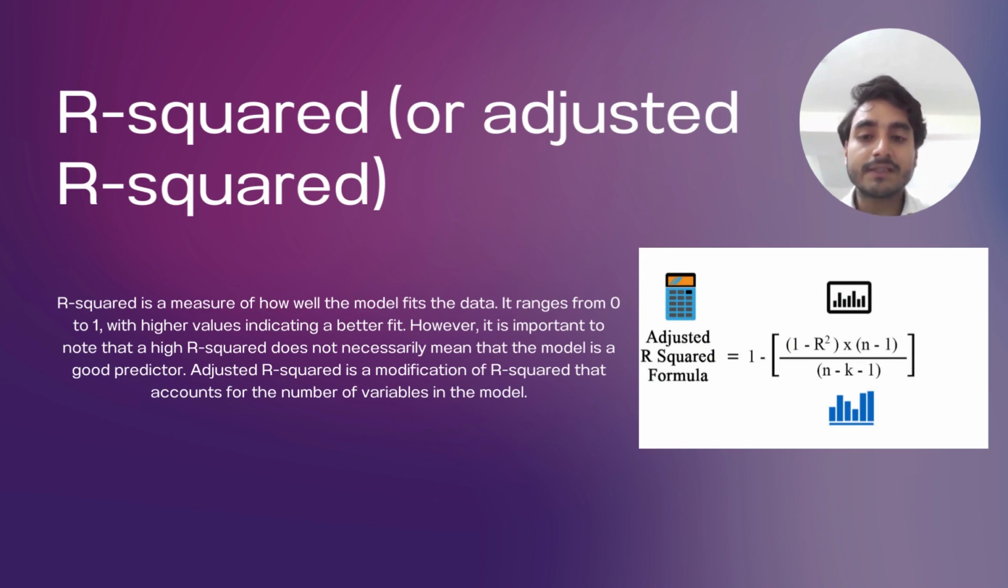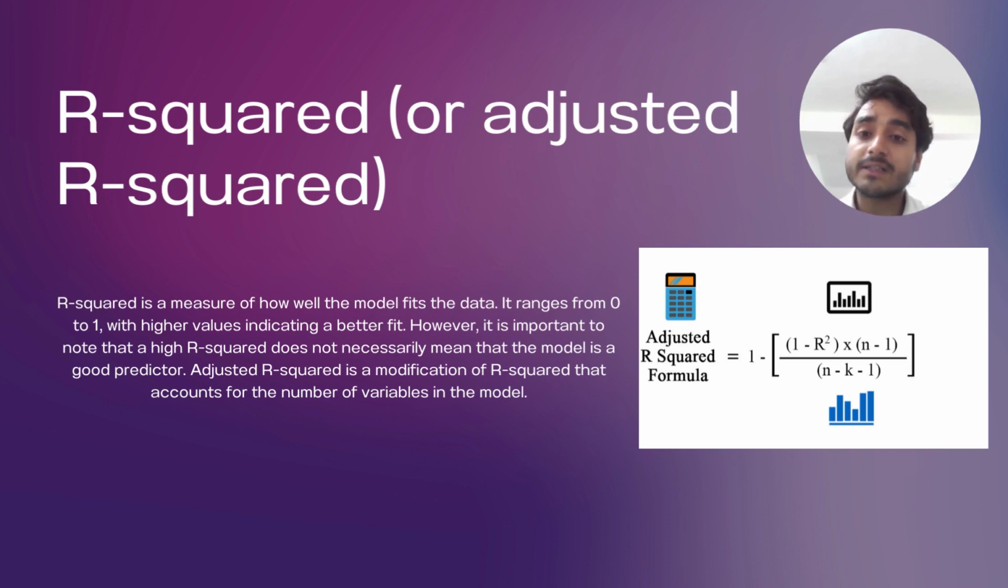Now to begin with, we will start with R squared or the adjusted R squared. Now what is the R squared? The R squared is the coefficient of determination, which is a statistical measure in the regression model that determines the proportion of variance in the dependent variable that can be explained by the independent variable. In other words, R squared shows us how well the data fit the model, or it helps us measure the goodness of fit. It is to be noted that the R squared takes values lying between 0 and 1. The higher the value of the R squared, the better the fit of the model.